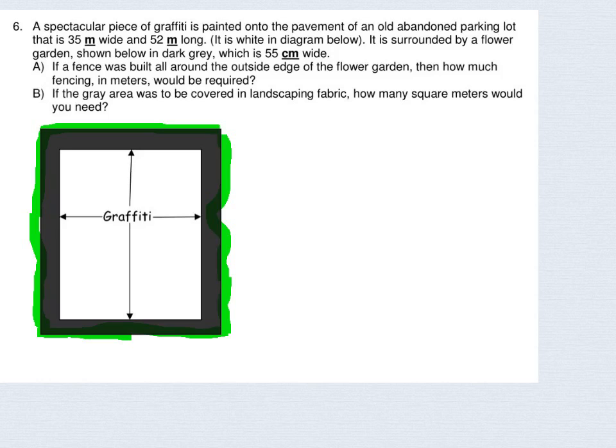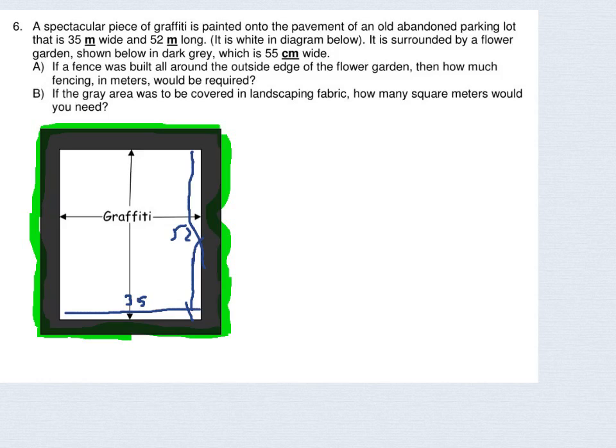So first of all, we are told in our diagram that our parking lot is 35 meters wide. That's the inside of the white, it's 35. We're told that the other dimension of our parking lot is 52. So from the bottom all the way along this line, that's 52. Now that's only the white. We need to include the black because the fencing has to go on the outside.